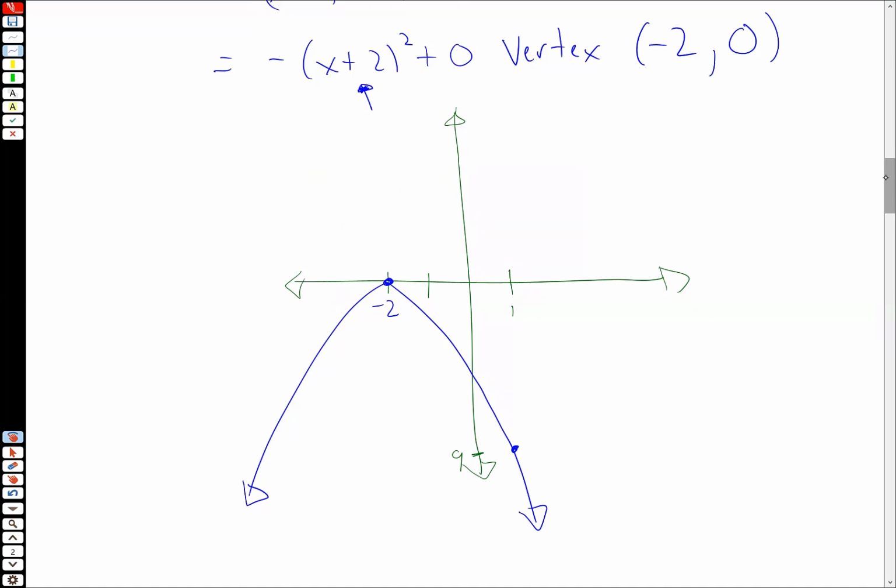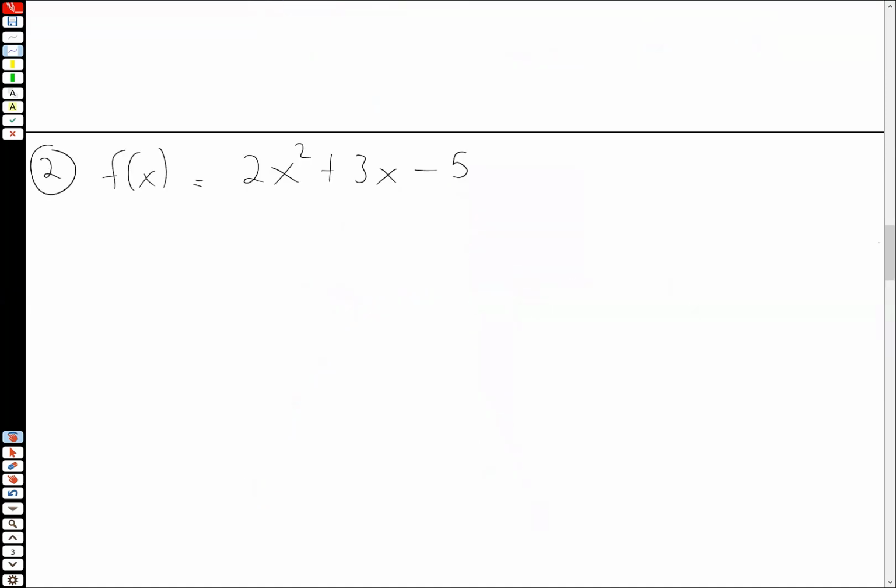Let's look at another example. F of x is equal to 2x squared plus 3x minus 5. So again, we're going to still do the same procedure. Okay, notice this is an upward parabola. Okay, 2, let's find the zeros. Take your function, set it equal to 0.